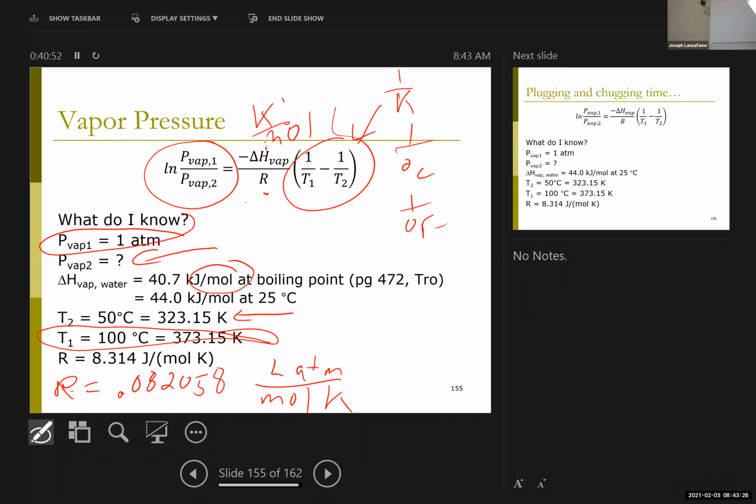And so you tend to see both of those R's quoted if you go to a table of constants. And it's really just application based. If you're doing an ideal gas type experiment where pressures and volumes matter, the liter atmospheres make sense. If you're dealing with energies, you need the joules.